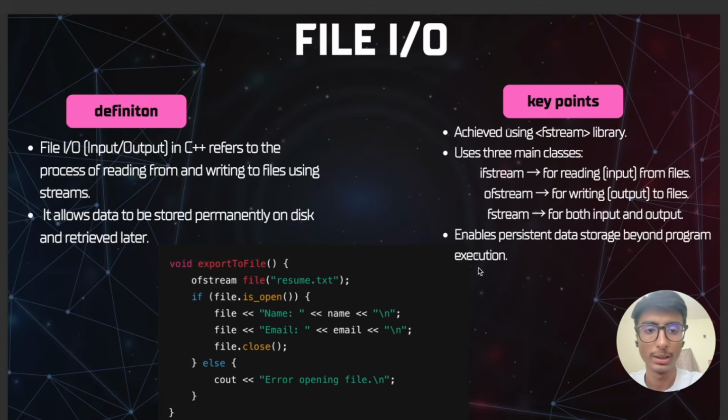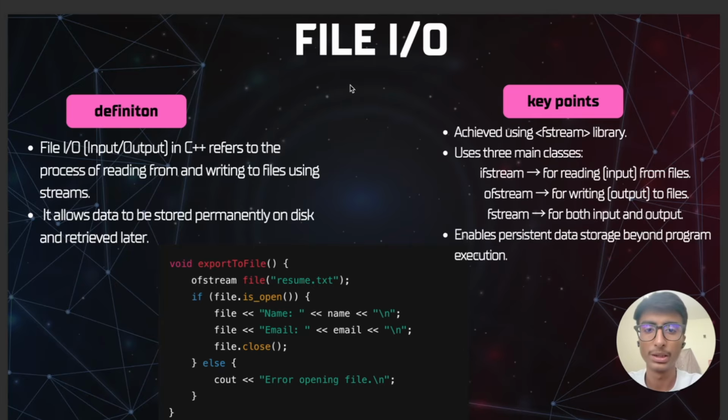So these are the key points of file input output. It is achieved using the fstream library, and this uses three main classes: ifstream, ofstream, and fstream. Ifstream is used for reading input from files, ofstream is used for writing output to files, and fstream is for both input and output. Also, it enables persistent data storage beyond program execution. Now, this is all about the concepts I used in my project.